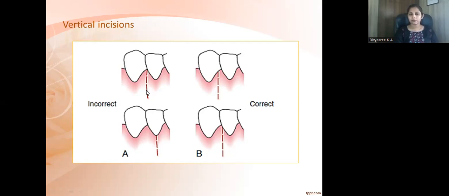Flap surgeries without vertical incisions are usually called an envelope flap. Whereas in certain flap surgeries, in order to provide better access to the underlying tissues, we may have to include vertical incisions, either single or double vertical incisions on either end. When we place a vertical incision, it should always extend beyond the mucogingival junction.